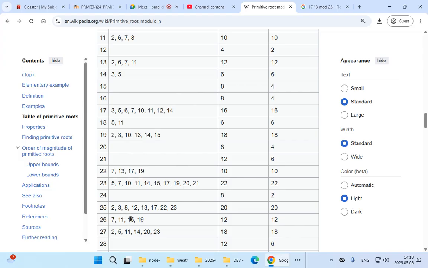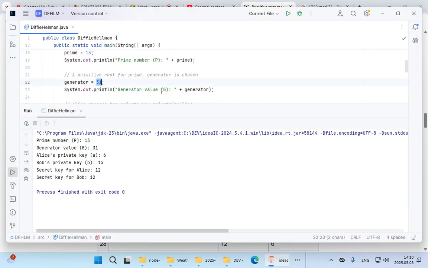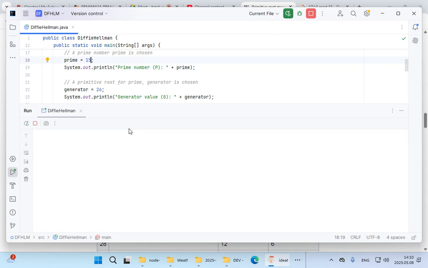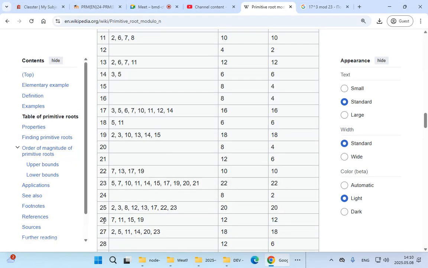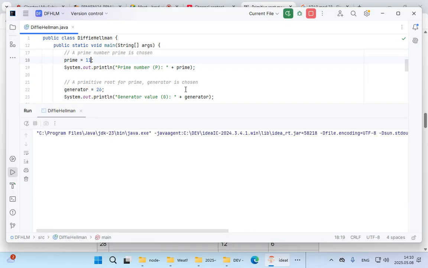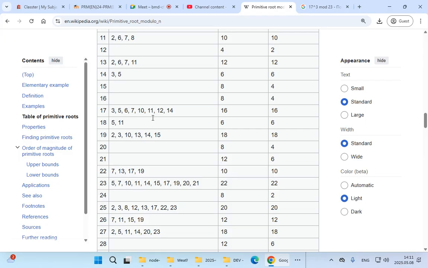So here 26 and 15. Here 26. Here 15. But this one will not work because here is not prime. Yeah, this doesn't work. But 26, you can have 11. This shall work. No. 26 and 11.